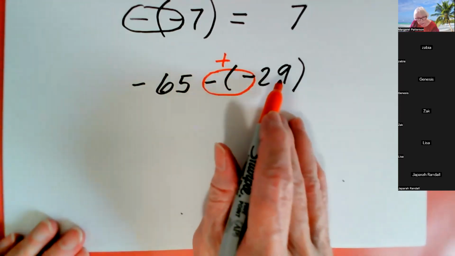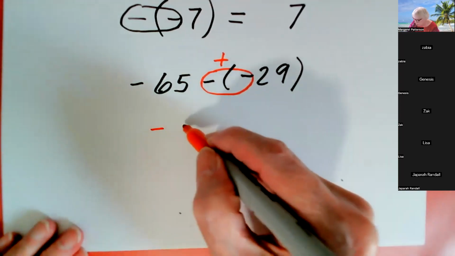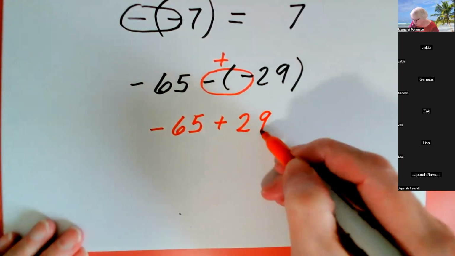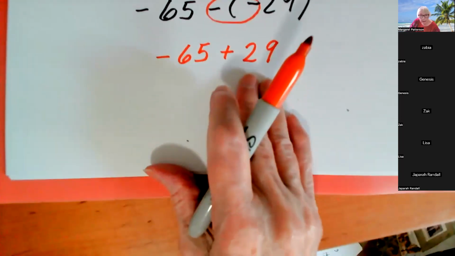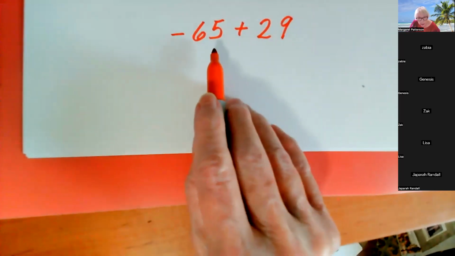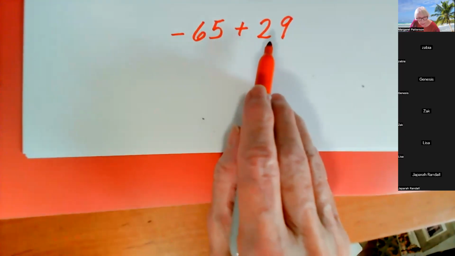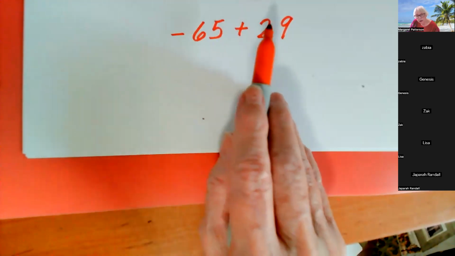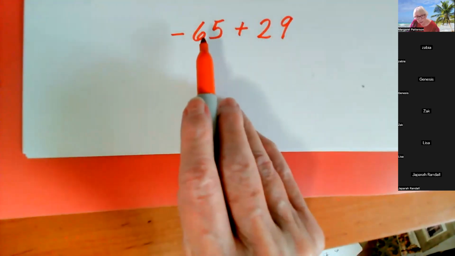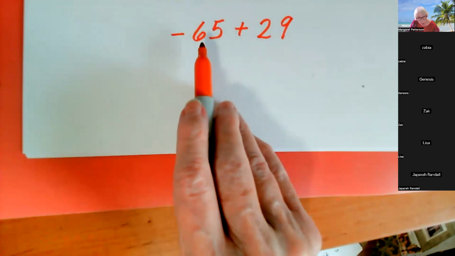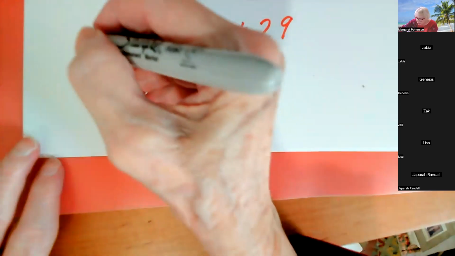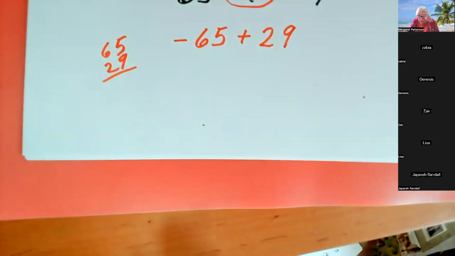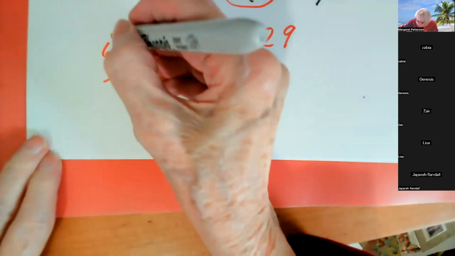So if this is too messy for you, rewrite it neat, which would be -65 plus 29. You can then ignore the mess and just focus in on the simplified version of this. You have one negative and you have one positive, and you're trying to put them together. The negative is more than that. You end up subtracting the two numbers, and I would put the bigger number on top, just make it easier.